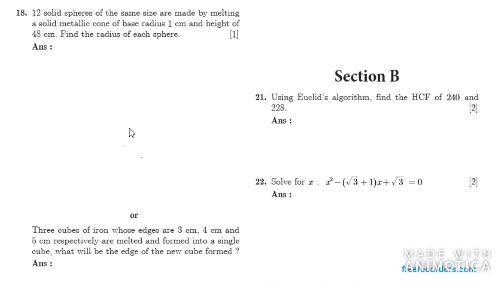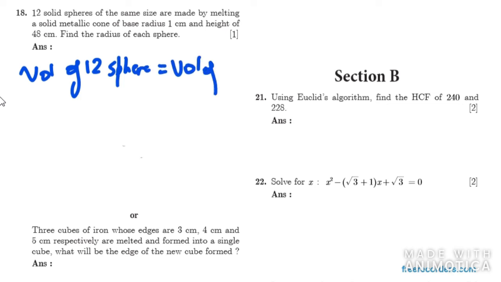It says 12 solid spheres of same size are made by melting a solid metallic cone of base radius 1 cm and height of 48 cm. As they say, they need to melt, that means we need to apply volume. So volume of 12 spheres is equal to volume of cone.